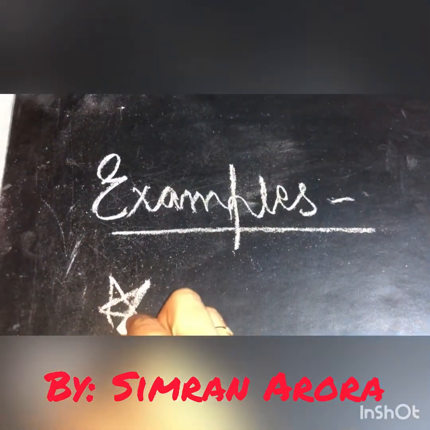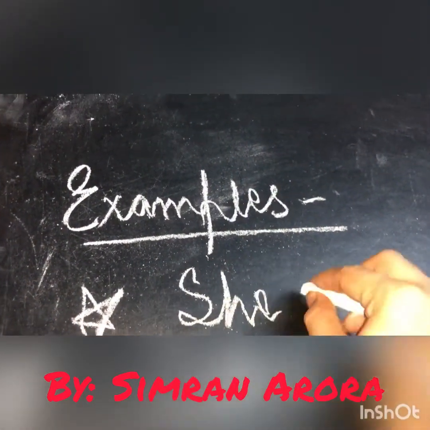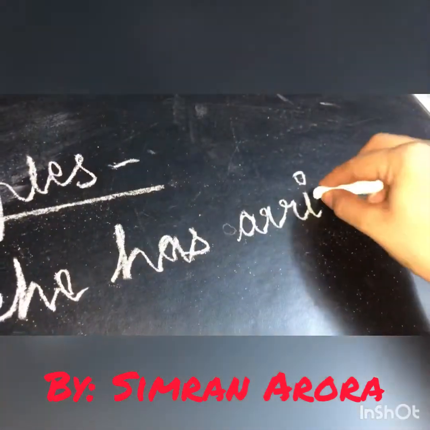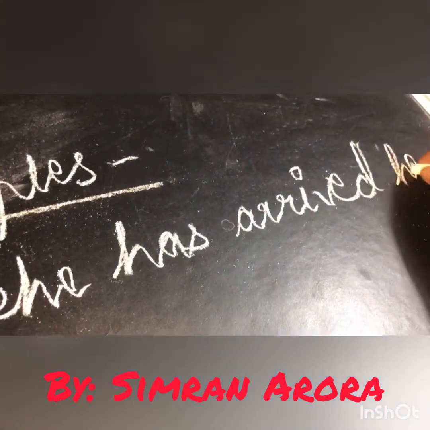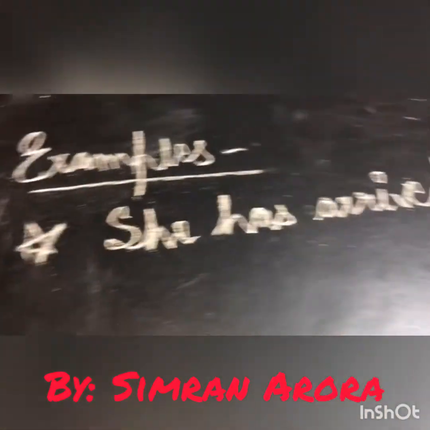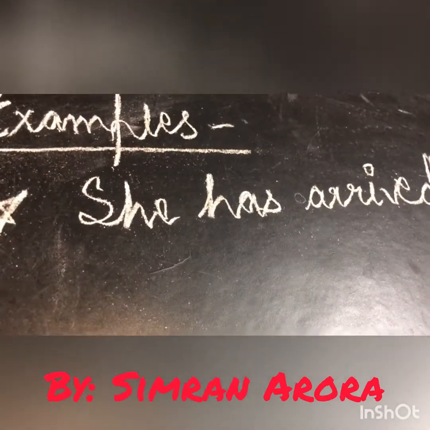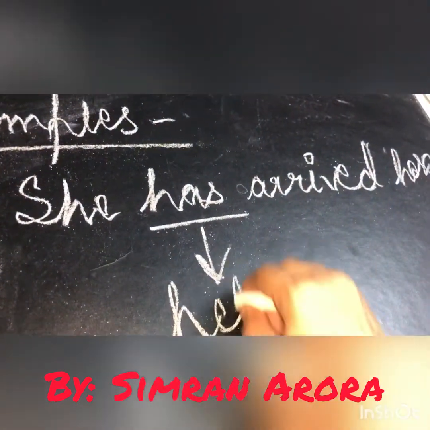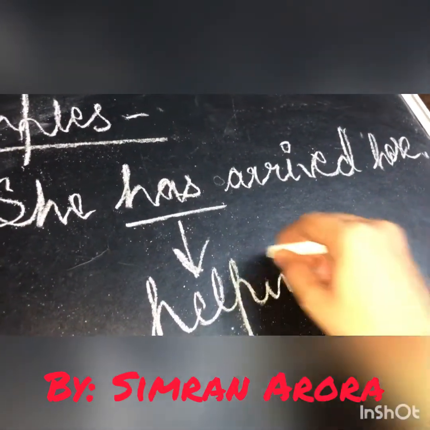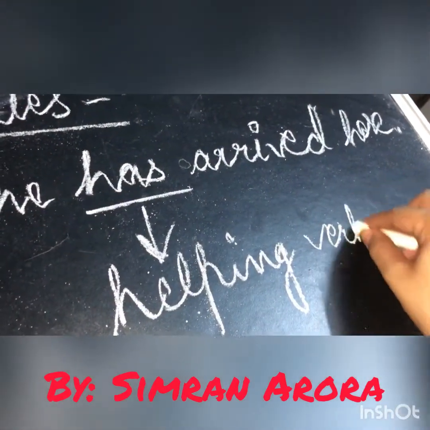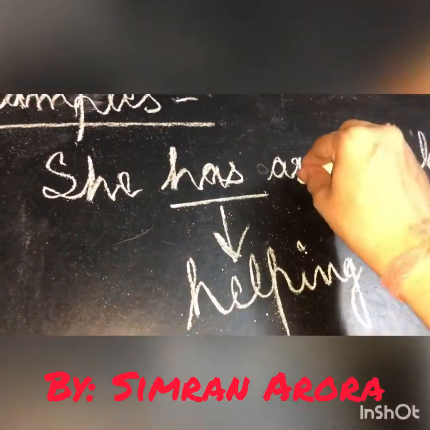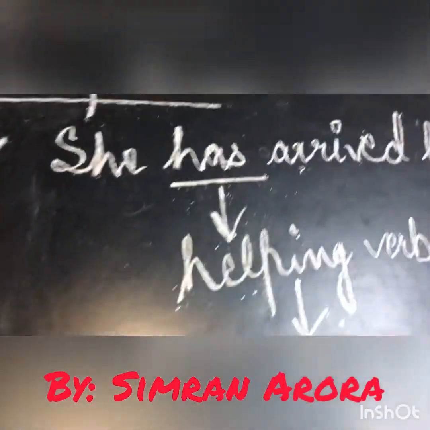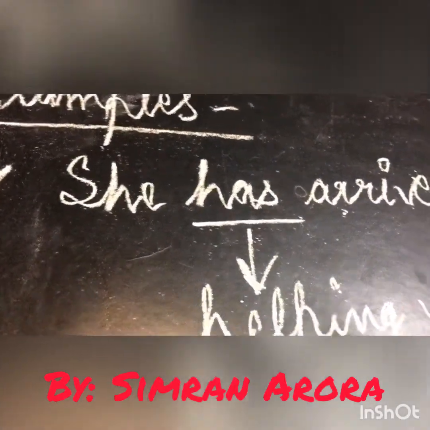The first example is, she has arrived here. Here in this sentence, has is a helping verb. It is helping the whole sentence to complete or to make sense. So has is a helping verb, also known as an auxiliary verb.